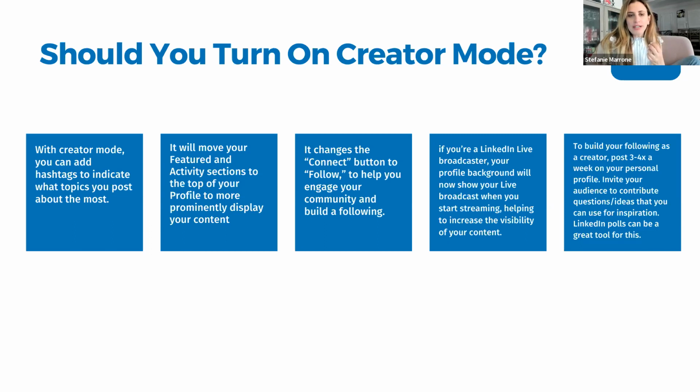LinkedIn moves your featured and activity sections to the top of your profile to more prominently display your content. You can't change that around. The biggest caveat I have is that it changes your connect button to follow. So the default becomes that people follow you. It's not a bad thing, but it is something that happens. And I can show you a workaround, and you can still connect with people, okay?